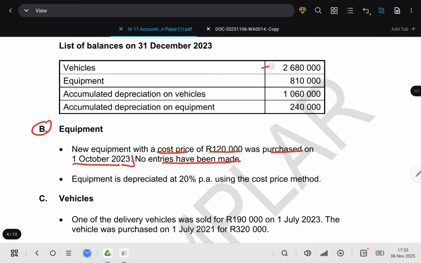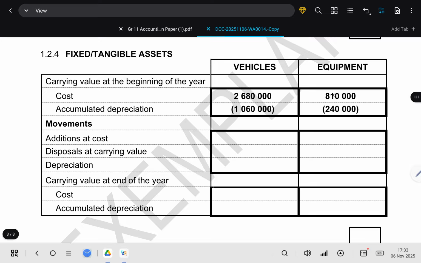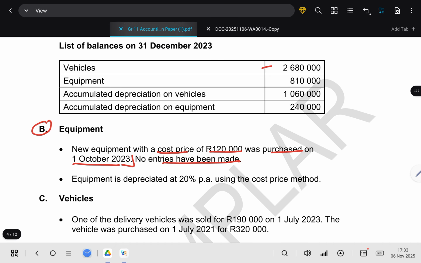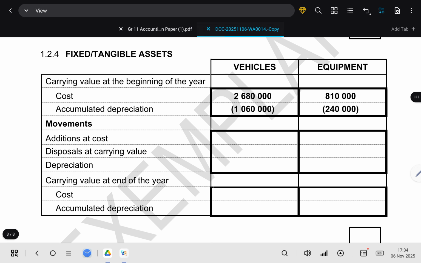So it means that these will be our opening figures. Hence, when you look at this, our equipment at the beginning is 810,000. So what I will normally do when I see this, I'm going to record that addition of new equipment. Remember, this will help me to do my depreciation, right? So under additions on equipment, I'm going to record that 150,000.